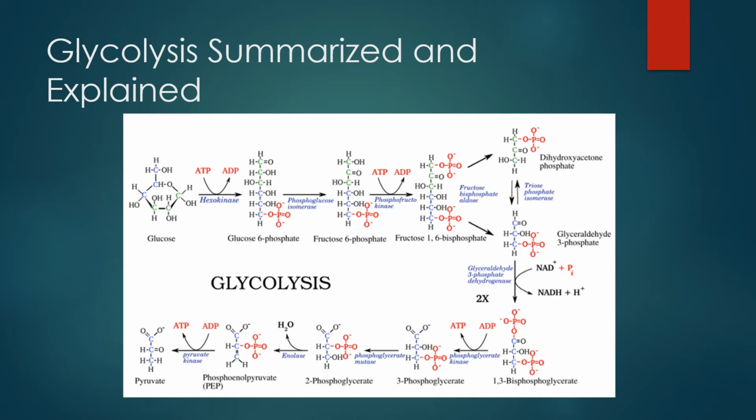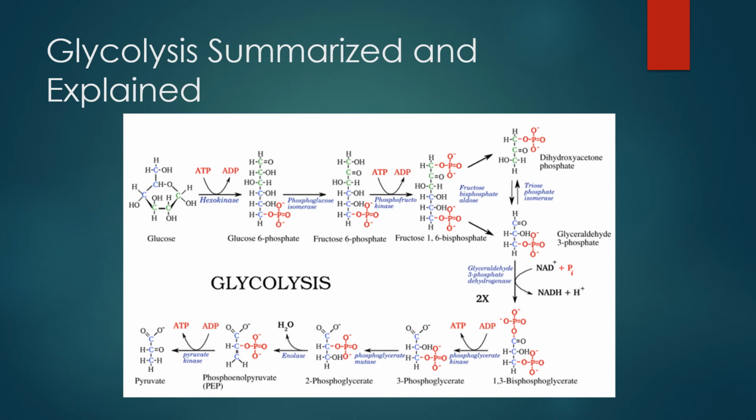Now these sugars are isomers of each other. Remember, an isomer has the same molecular formula, but it has a different shape. And those 2 sugars are dihydroxyacetone phosphate and glyceraldehyde 3-phosphate, which is DHAP and GAP. So DHAP and GAP.